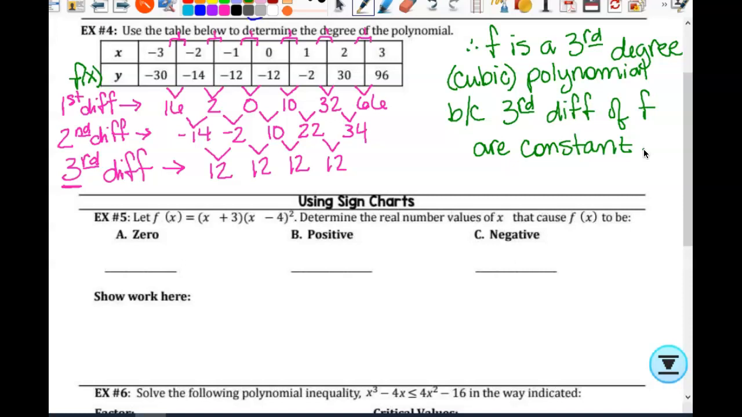Any questions? All right. So let's look at example 5 real quick. Actually, we'll just stop here. This is where you're going to start tomorrow. So you don't have to tape this in.